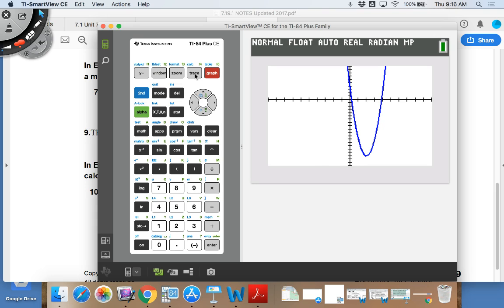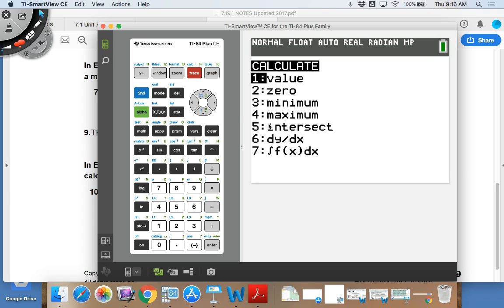Do you see above the word trace in blue, it says calc. So we're going to do second calc. Do you see how we have an option of a minimum or a maximum? And you guys said we have a minimum. So we're going to go to number 3 and click enter.